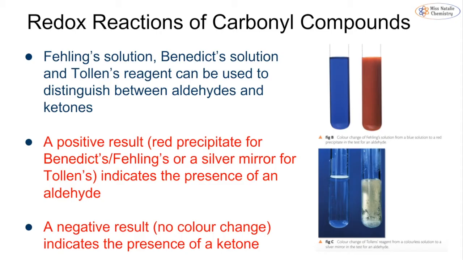So you can see the colour changes here. We've got this blue solution on the left-hand side, going to this deep red precipitate when we have an aldehyde. So this would be a positive result. And in the bottom picture, you can see we have this colourless Tollens' reagent going to that silver mirror. And again, that's confirming the presence of an aldehyde.